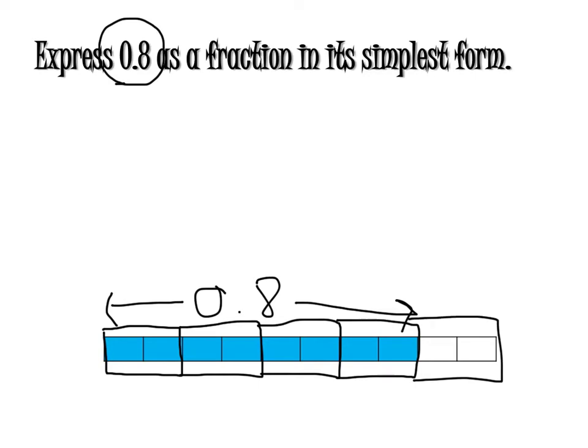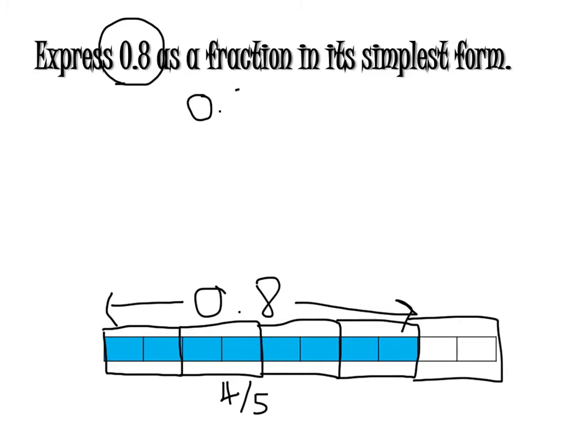And so now I actually have 1, 2, 3, 4, 5 groups. And out of the 5 groups, 4 of them are shaded. So all I get is actually 4 out of 5. So 0.8 is equal to 4 over 5. But let's look at how we work it out.